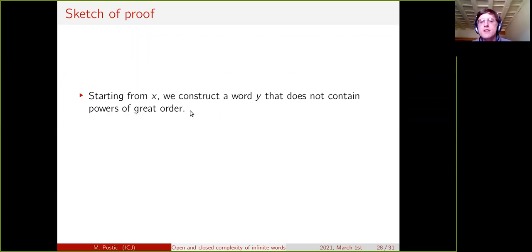And you know that you just have a finite number of words which occurs with great power by one of the lemma I showed you previously. So you just have a finite number of patterns to avoid with your branching process. So this is possible.